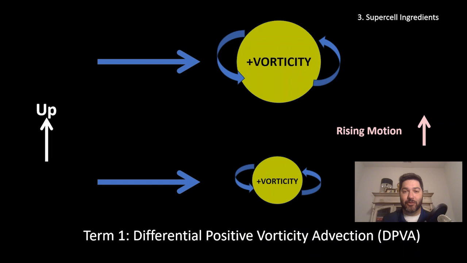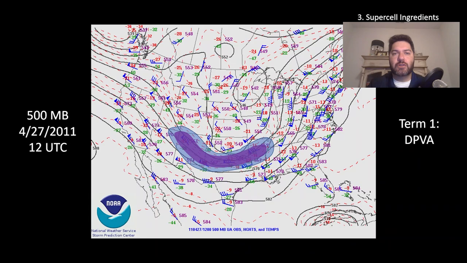And that's a mouthful, but basically you want increasing vorticity with height, and it's being pushed by the wind in a particular direction, in this case from left to right. And out ahead of that, if you have this configuration, you're going to see rising motion. So let's take a real world example and examine this for term one.